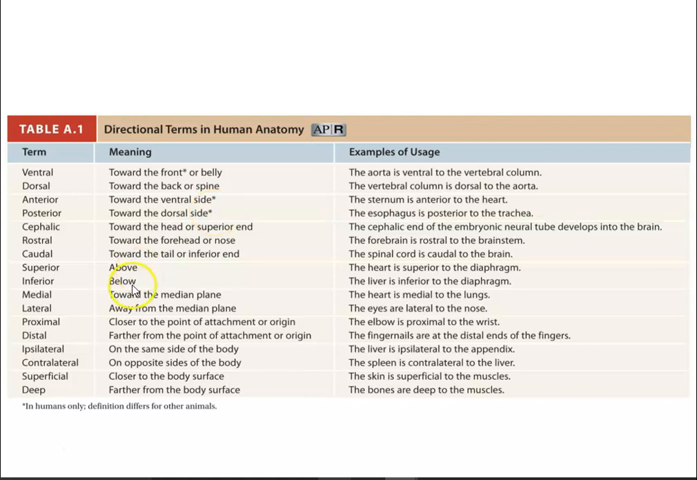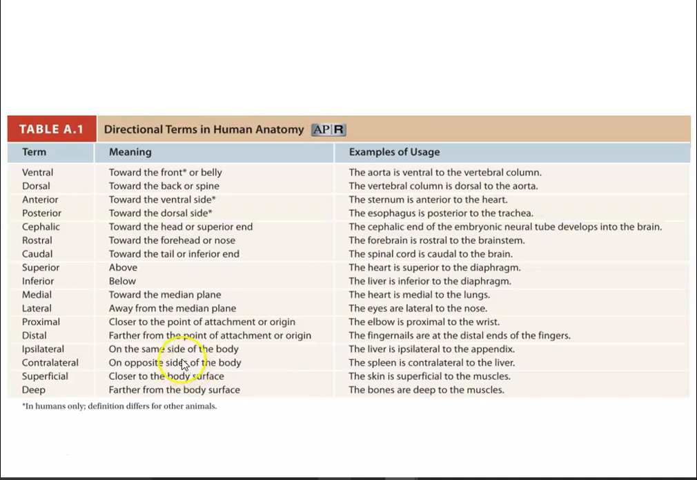Superior, inferior, medial, lateral, proximal, distal. Those are very easy to understand. Superior is above, inferior is below, medial is in the middle of the body, lateral is away from the middle. Proximal is closer to the point of attachment or origin. Distal is further away from the point of attachment. For example, my bicep is proximal to my fingers, to my phalanges.